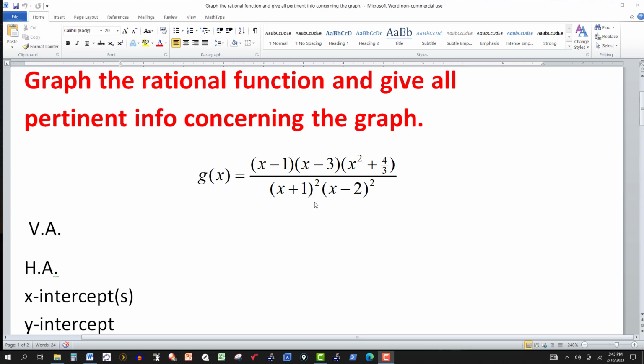Put those on a graph or a line. And I create some intervals, and we look at the sign, whether the graph is above or below in each of those intervals, and we do the graph. So we'll start with the vertical asymptotes.